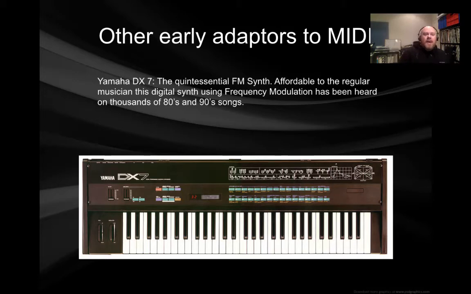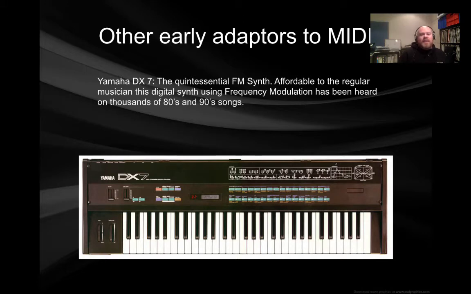The mighty Yamaha DX7. This is the quintessential FM synth, frequency modulation. So this was affordable for regular musicians, just a couple of $1,000. It was a digital synth using frequency modulation and has been heard on thousands of 80s and 90s songs. So really very, very popular synth and really changed things up in the market. You would have heard this many, many times. There's been many emulations of this.